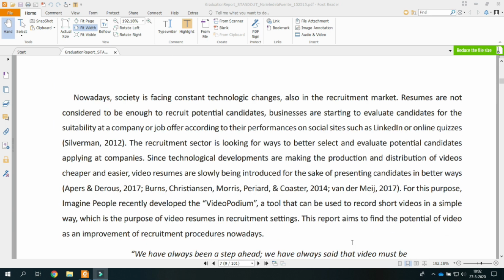So, for the introduction, as you can see, she is clearly stating where it comes from, why she's doing it, and how it relates to previous studies. So it's an introduction to the topic. So she brings us towards the topic of human resource management in relation with a video resume. And she explains the tool, and she explains here the company.